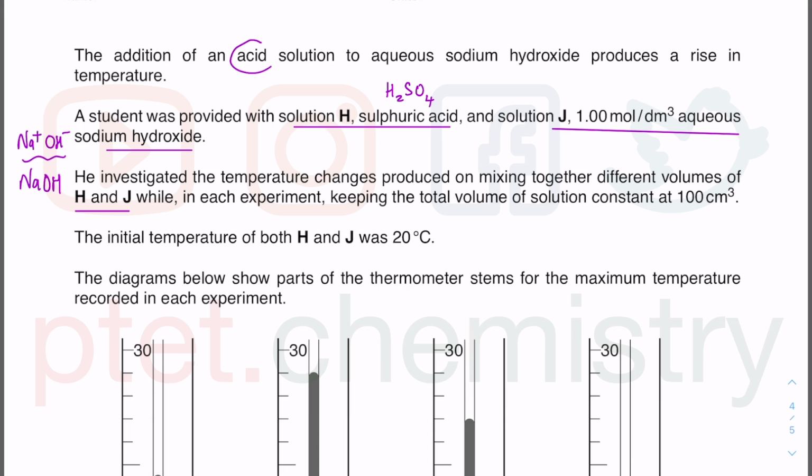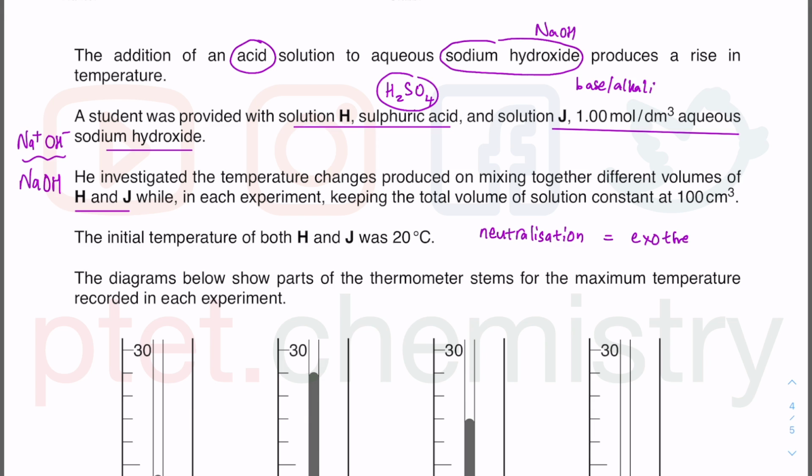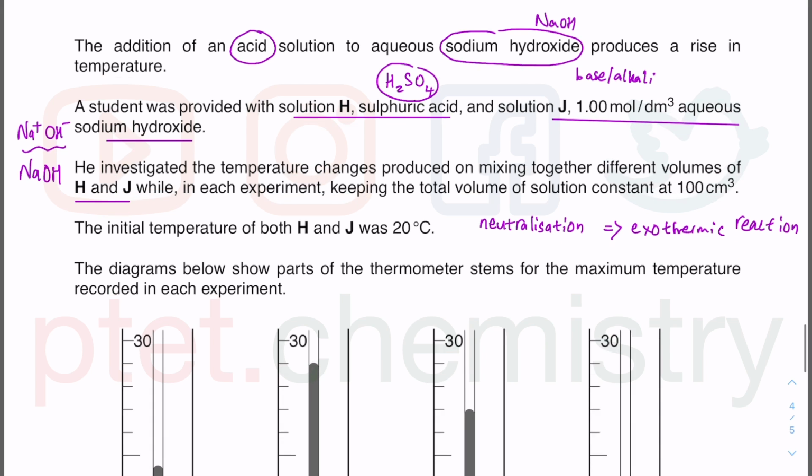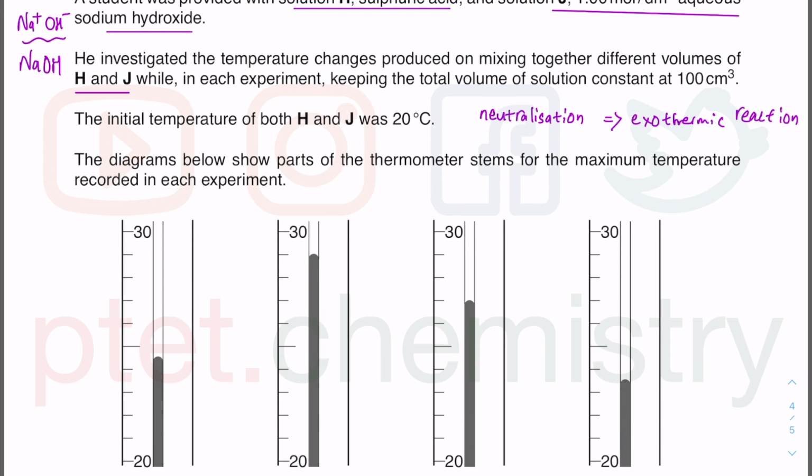What you get is an acid, which is the H2SO4, and then you also get sodium hydroxide, which is a base or an alkali. This is an example of a neutralization reaction, and we know that a neutralization reaction is an exothermic reaction. This was stated in the syllabus, where you are supposed to be able to state that the reaction between an acid and an alkali or a base is a neutralization, and it will give out heat energy to the surrounding, to the water, to the solution.